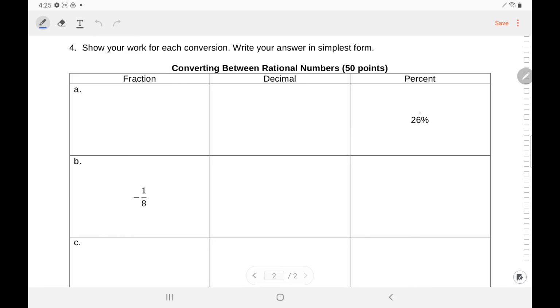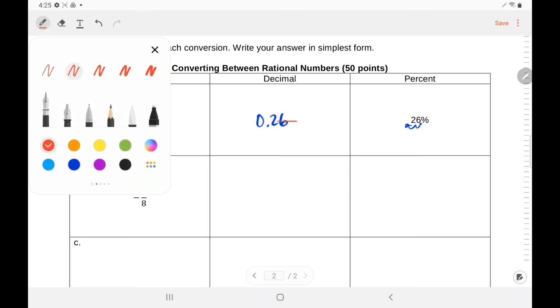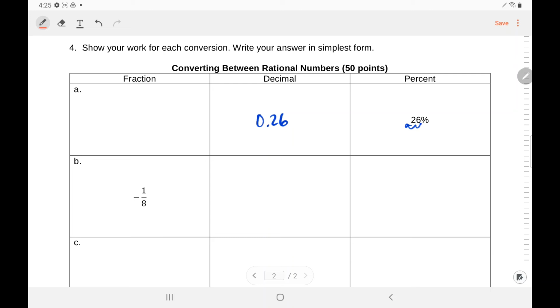We have 26%. To change that to a decimal, we just move over the decimal, which is on the far right, 2 times to the left, and we're left with 0.26. If we want to write 0.26 as a fraction, we can read the place value. This is 26, and this is the tenths place, and this is the hundredths place. So we're going to write 26 over 100.